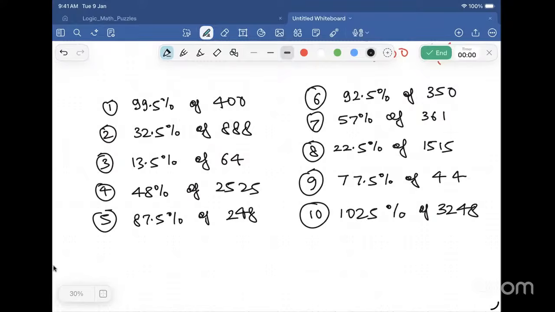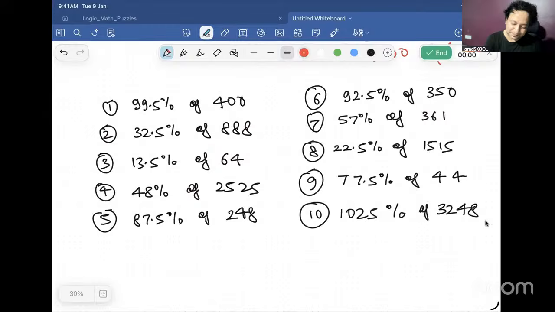All right. Wow. I can see Aditya has answered everything. Aditya, don't tell me you used a calculator, did you? Okay, let's do the first one.